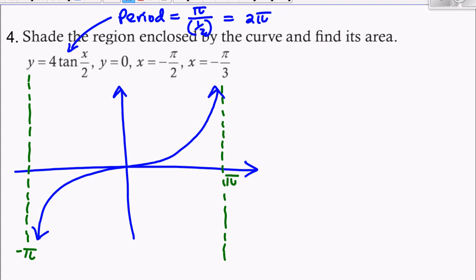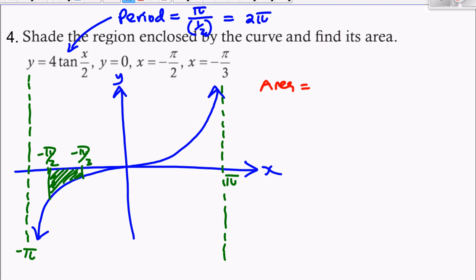Now the boundaries: y equals 0, which is the x-axis, and then we have x equals negative pi over 2 and x equals negative pi over 3. So here I'll have negative pi over 2, negative pi over 3, and this is the area that I'm looking for. Obviously, you can see that it will be negative, so we'll apply our tricks when we work out the area of that.